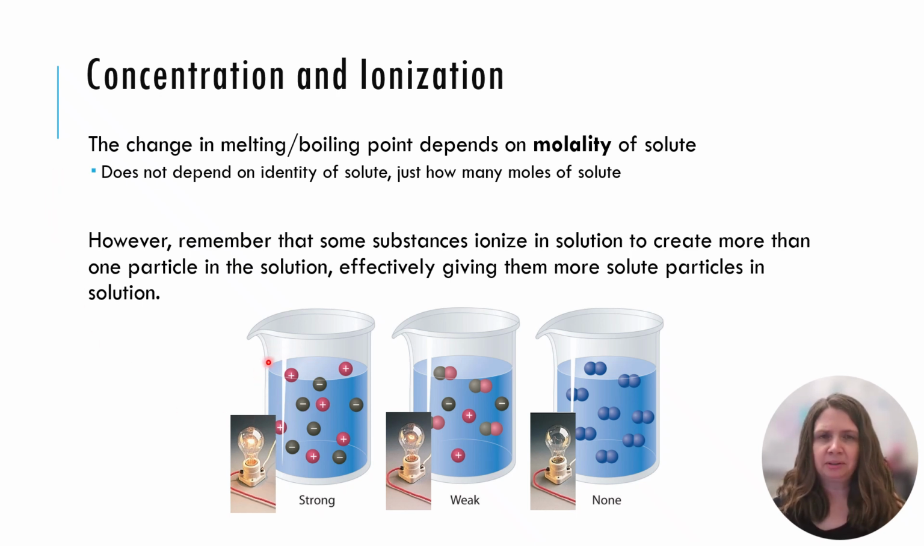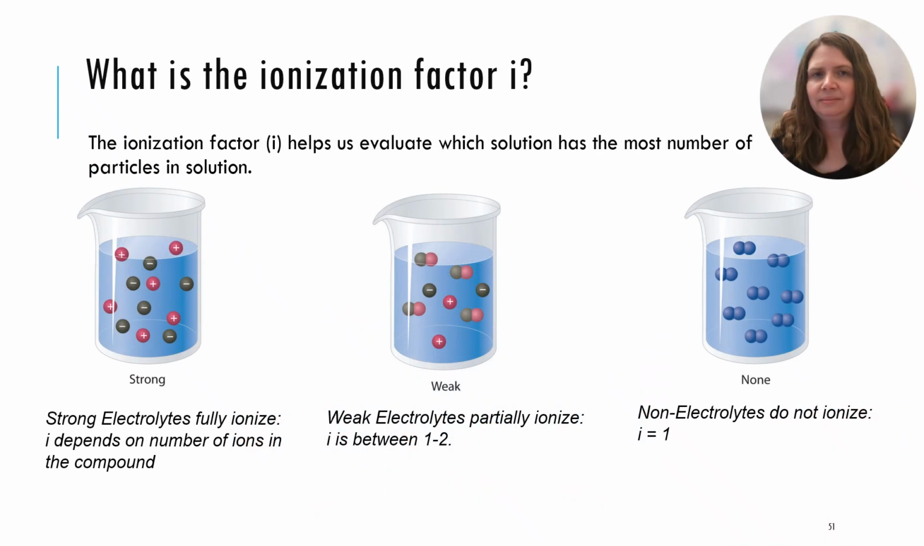The number of particles depends on electrolyte strength. Strong electrolytes fully ionize, weak electrolytes partially ionize, and non-electrolytes do not ionize at all. The ionization factor, also called the Van't Hoff factor, given the symbol i, describes how many particles a solute produces in solution. Strong electrolytes fully dissociate. One solute particle can split into 2, 3, or more separate ions when dissolved. The ionization factor for a strong electrolyte equals the number of ions formed.